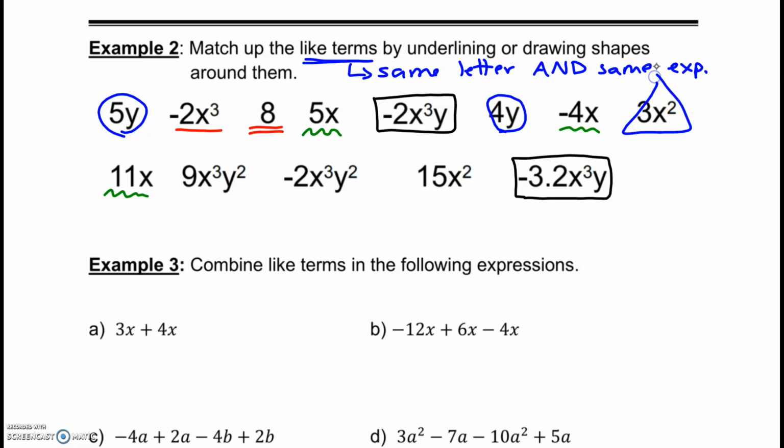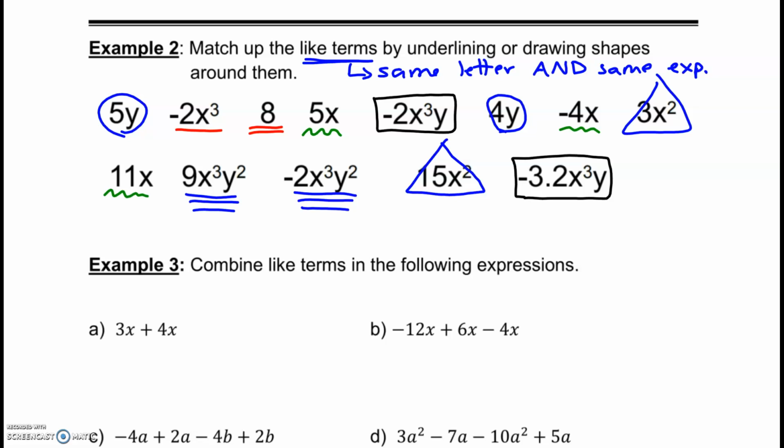All right, I'm going to go back to my blue, and I'm going to put a triangle around this. So 3x squared, we look, here's another x squared, so that would go together. And that's it. And I can see my last two terms here. I'm going to do a triple underline. 9x cubed y squared is the same as negative 2x cubed y squared.